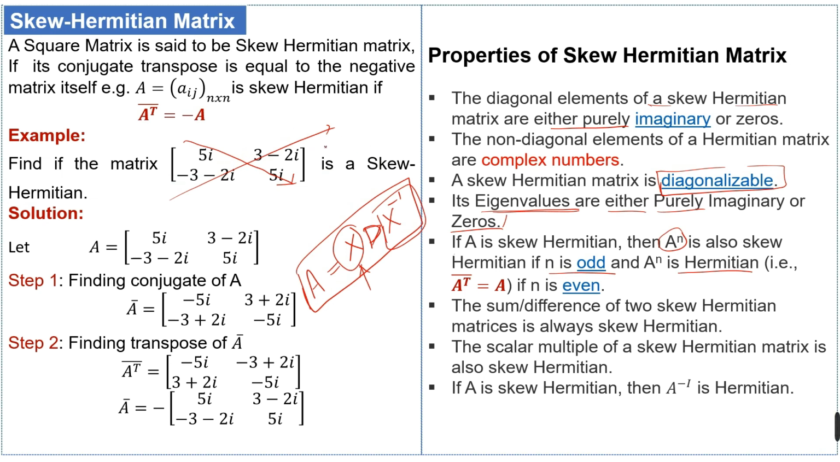The sum or difference of two skew Hermitian matrices is always skew Hermitian. The scalar multiple of a skew Hermitian matrix is also skew Hermitian, and if A is skew Hermitian, then the inverse of the matrix is also skew Hermitian.